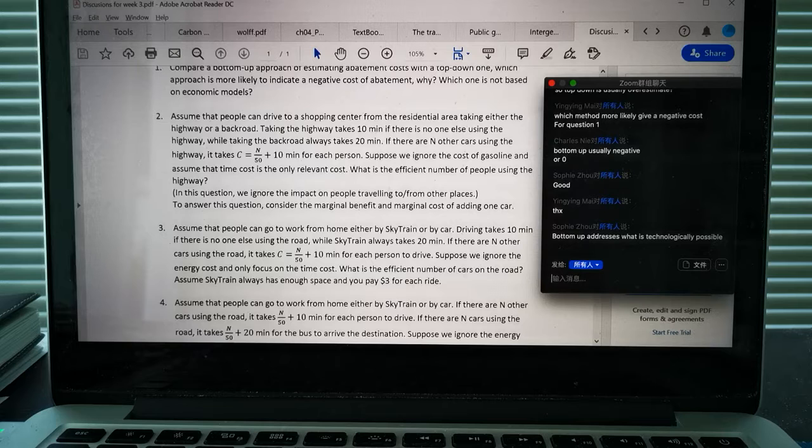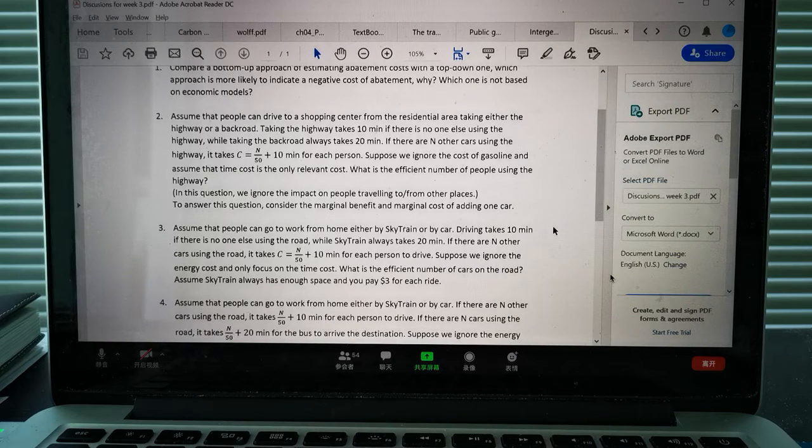Suppose we ignore the cost of gasoline and assume that time cost is the only relevant cost. What is the efficient number of people using the highway? What is the condition for efficiency, first of all? The condition for efficiency is that the marginal cost, yes, thanks.